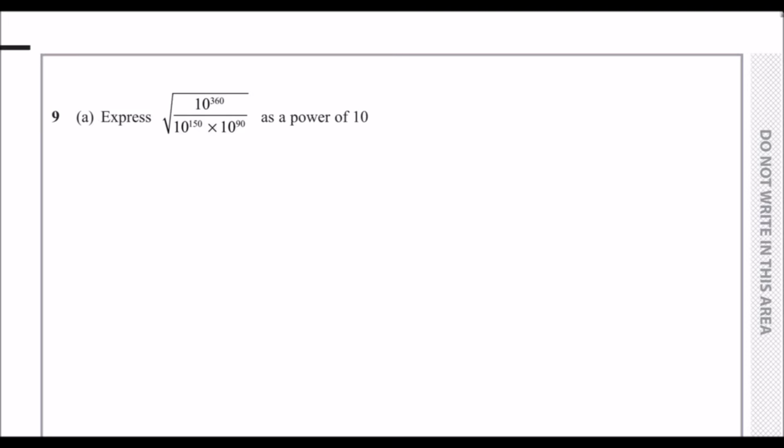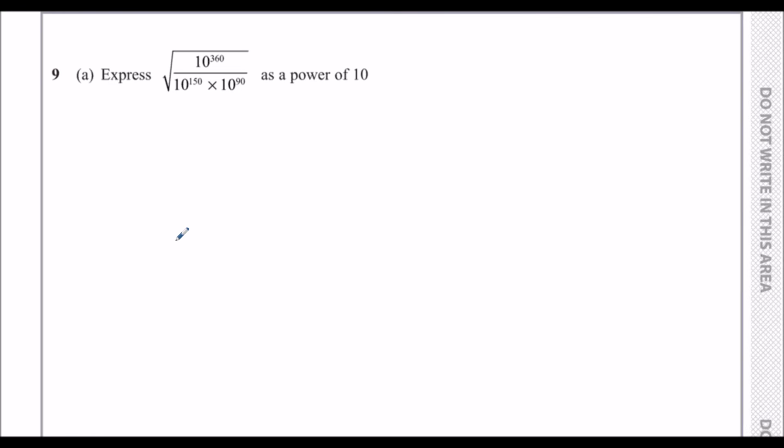Question 9. Part A, express the square root of 10 to the power of 360 divided by 10 to the power of 150 times 10 to the power of 90 as a power of 10. So we're going to simplify these indices. When we multiply indices, we add the powers. I'm going to keep the square root sign for now and the 10 to the power of 360 on top. 10 to the power of 150 times 10 to the power of 90: we add the powers, 150 and 90, is 240.